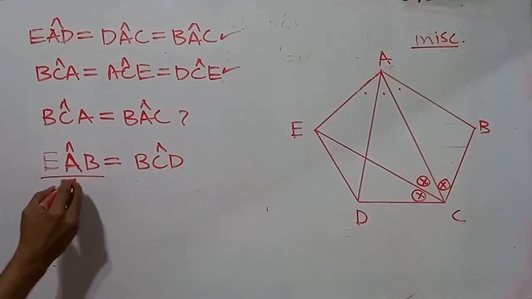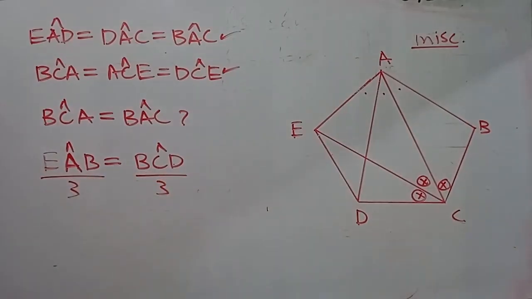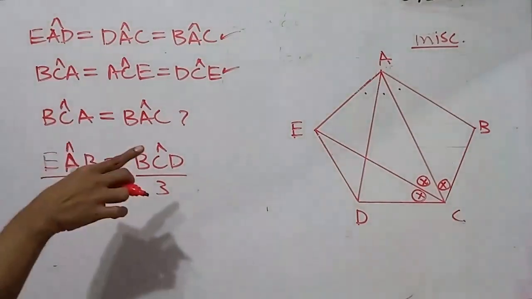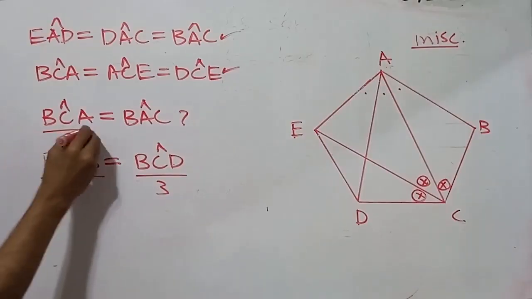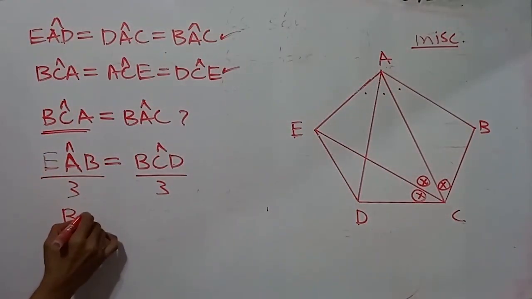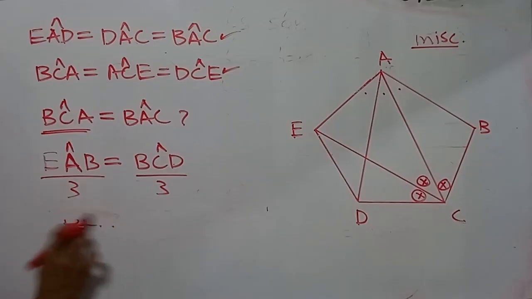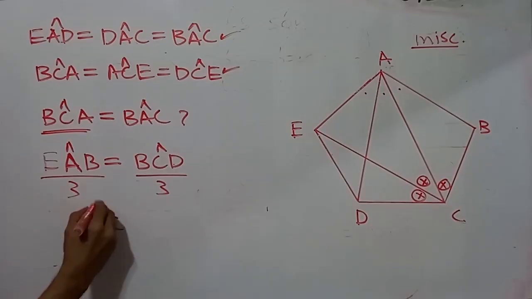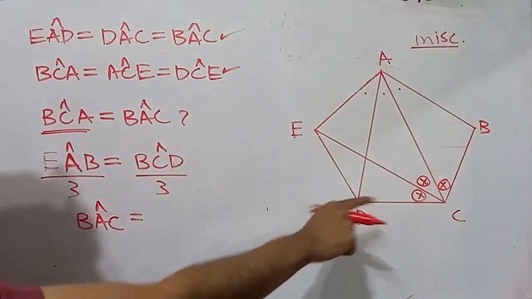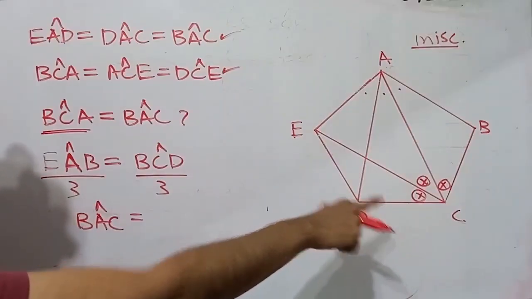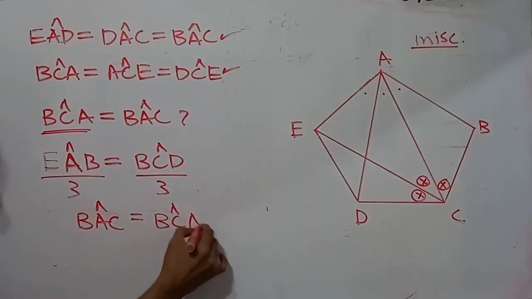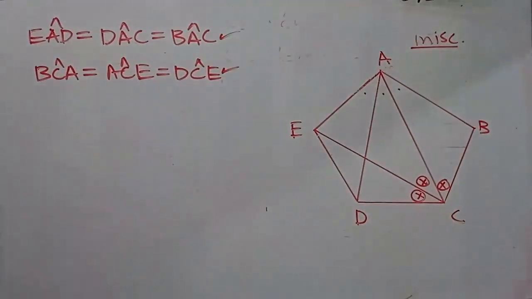So we can divide this side by 3 and do the same to the other side. EAB angle divided into 3. So we can pick one as BAC. Equal to, take BCD, divide it into 3. So we can pick one, what is that? BCA. Right. So now we will move to the second part.